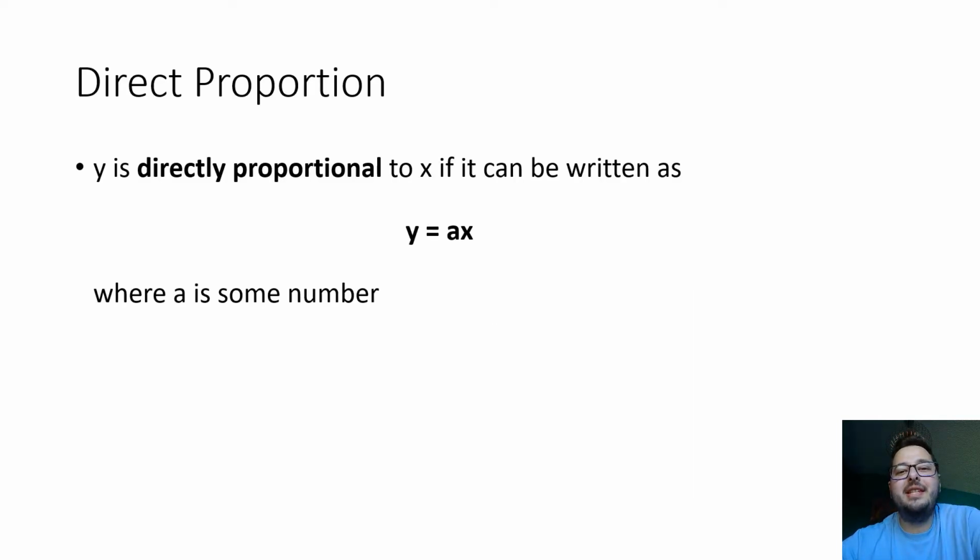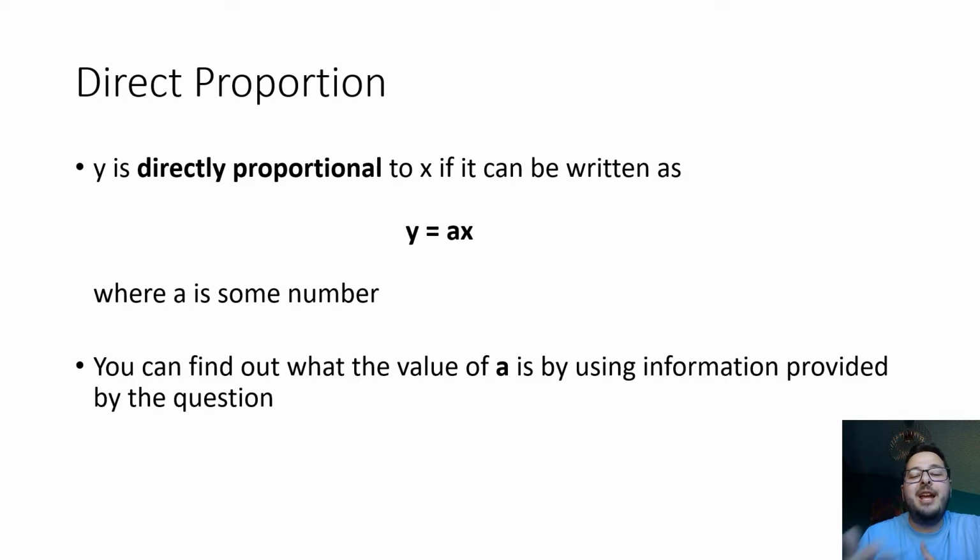Alright then, so what we say is that y is directly proportional to x if it can be written as y equals ax, where a is some number. So what we're saying is y is directly proportional to x if you can write y as some number times x. Now y and x can be anything. They might say d is directly proportional to e if it can be written as d equals something times e. So it's directly proportional if one thing can be written as something times another. And what you can do is use information provided by the question to find out what that number is. I will do loads of examples of this today, so hopefully you can get the hang of it.